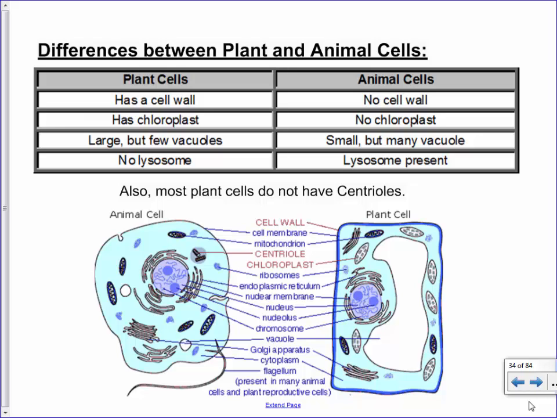Here's a slide that has some differences between plants and animals. Plants have to have cell walls, but humans actually don't. Plants have chloroplasts because they're able to make their own energy using the sun, but we as humans don't. Usually a plant cell will have one really big storage center. I like to think of that as one really big warehouse. Whereas an animal cell might have a vacuole here, and maybe a smaller one here and a smaller one here.